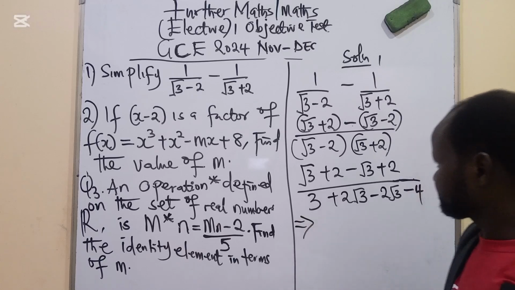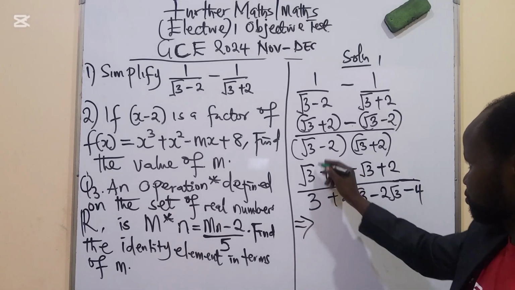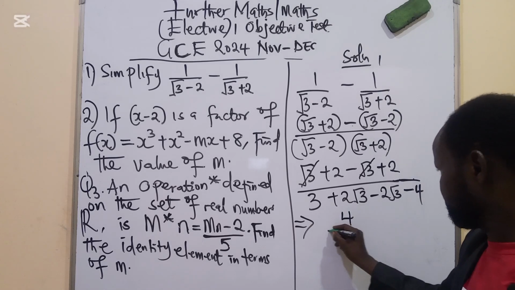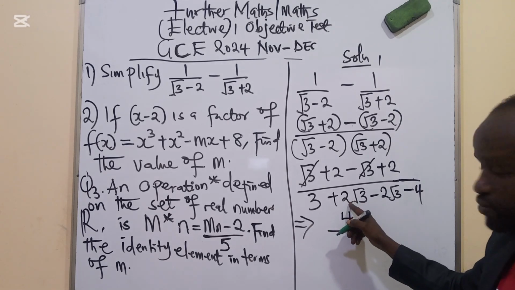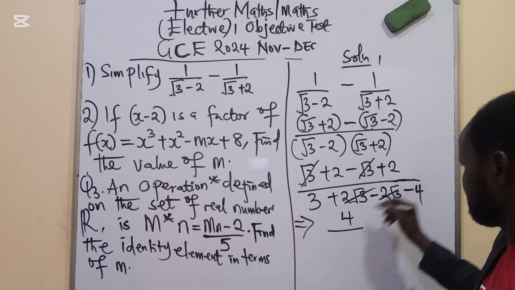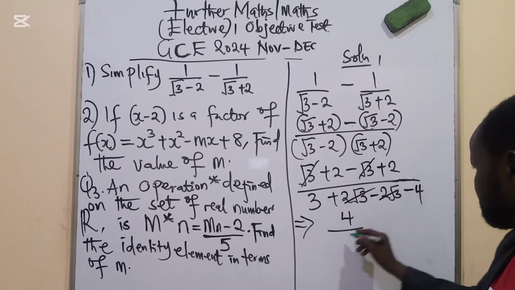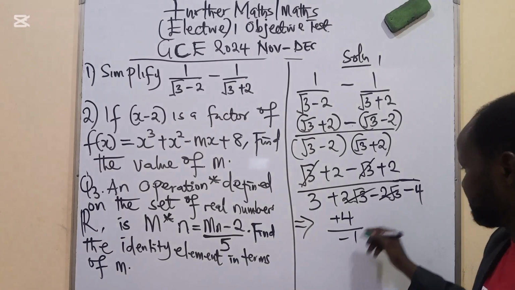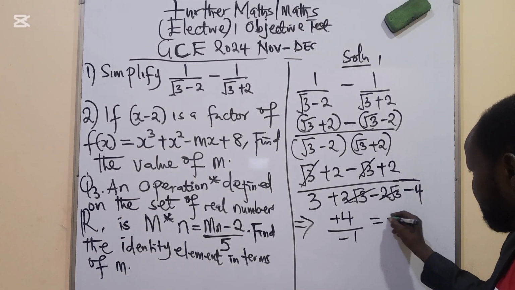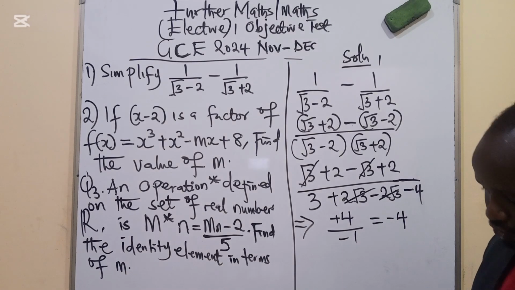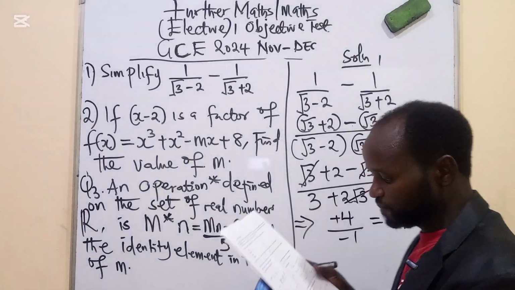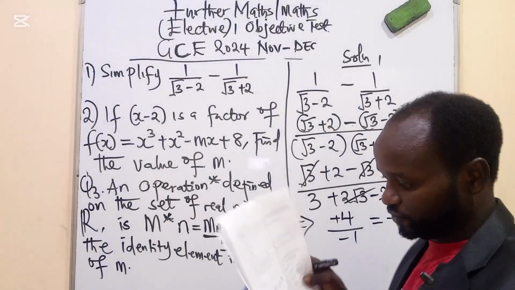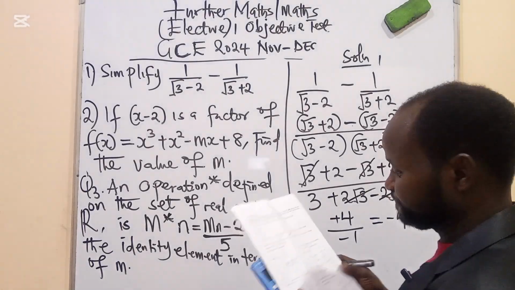This will be root 3 minus root 3, which is 0. 2 plus 2 will be 4. Divided by 2 root 3 minus 2 root 3, which will be 0. We'll be left with 3 minus 4, that will be minus 1. Then 4 divided by minus 1 will be minus 4. So the solution to 1 is minus 4, which is option D. So the correct option here is option D.